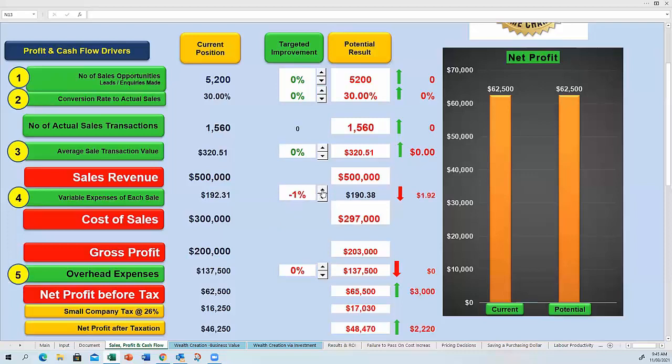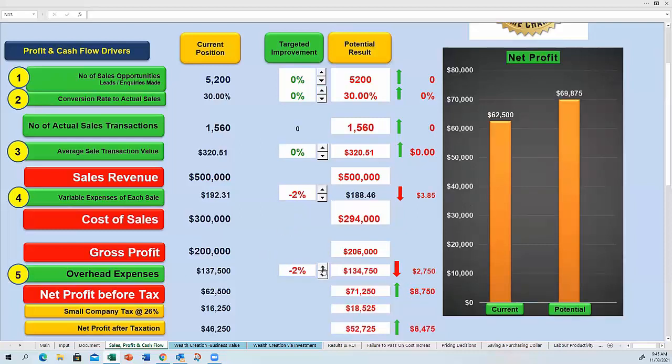So we're going to make some savings of 2% here in our variable expenses. We're going to also make some 2% improvements to our overhead expenses through cutting out some wastage. And you can see that your variable expenses per sale have got $3.85, and you've saved $2,750 here from your overhead expenses in making those changes.